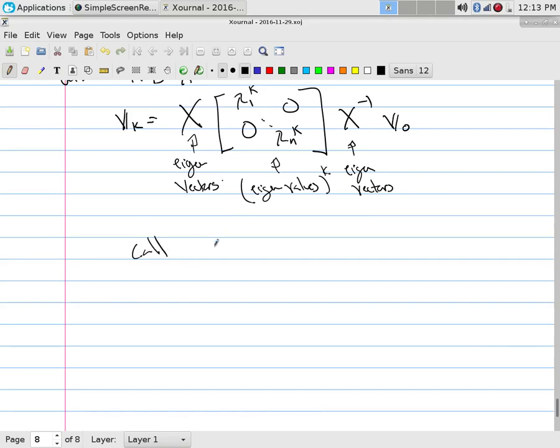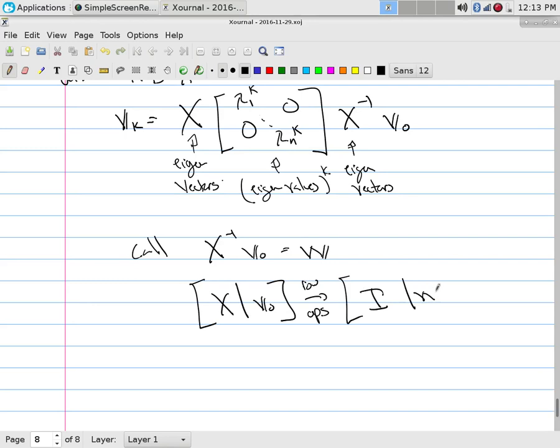So if we call x inverse v naught, let's simply call this w. How do I find it? You would take x, augment it with v naught, and do row ops until you get the identity, and then on this side would be w. That's the fastest way to do it. Everybody remember that?